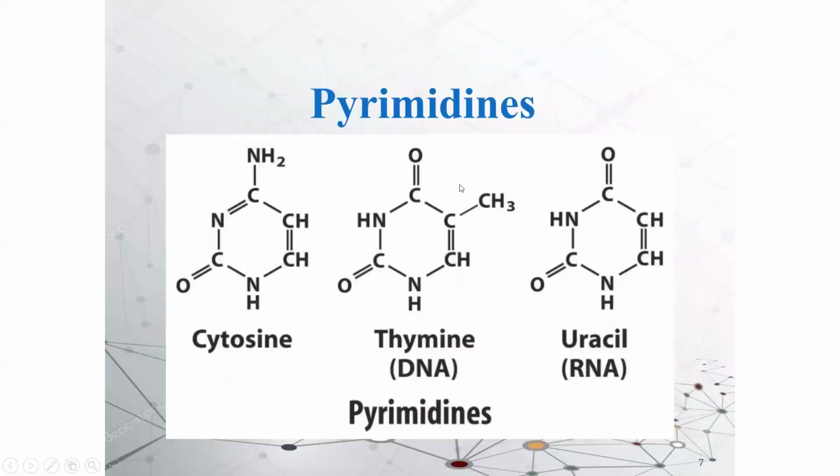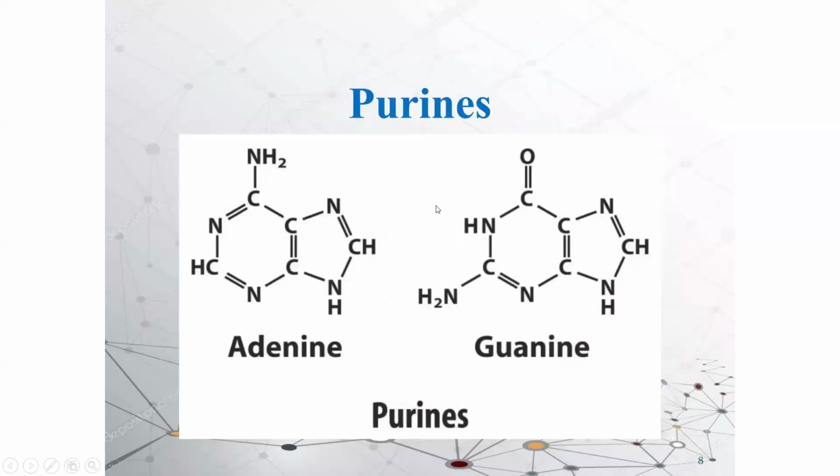In pyrimidines, there are three present, mainly cytosine, thymine and uracil. The main difference between DNA and RNA is that the pyrimidine thymine is present in DNA, whereas the pyrimidine uracil is present in RNA. In place of thymine, uracil is present in RNA. Purines are similar in both DNA and RNA, that is adenine and guanine.